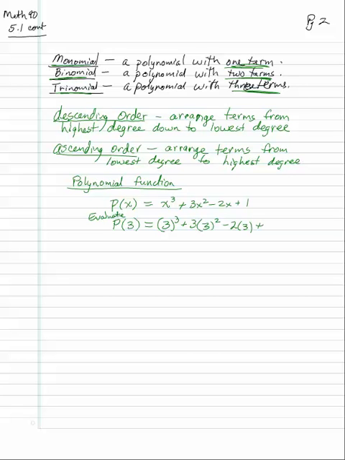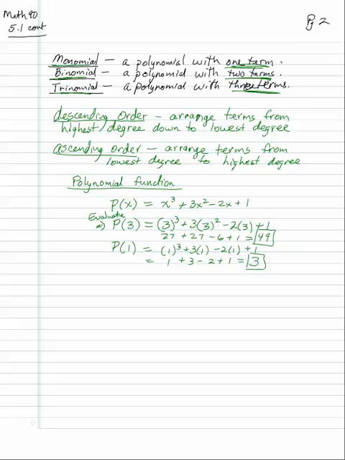Punch that in your calculator. So let's see, 27 plus 27 minus 6 plus 1, 49. If I wanted to evaluate p of 1, just put in 1 everywhere x is. So you get 1 plus 3 minus 2 plus 1. And that gets me 3.